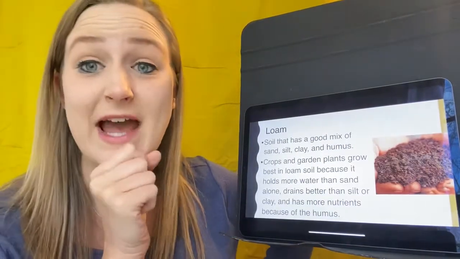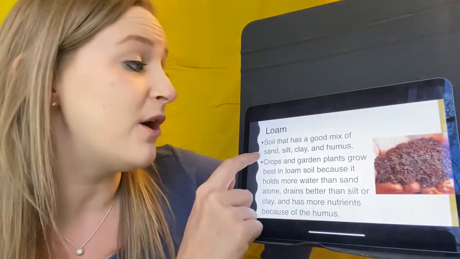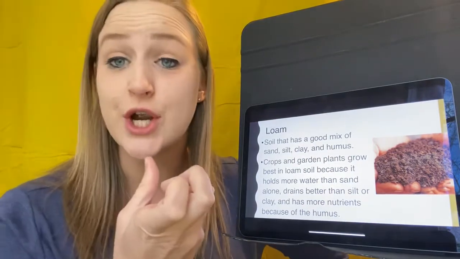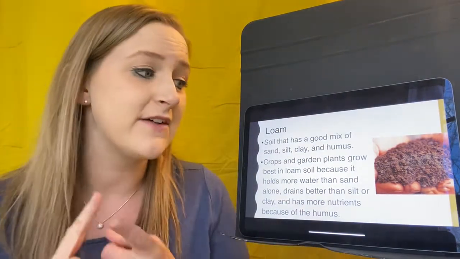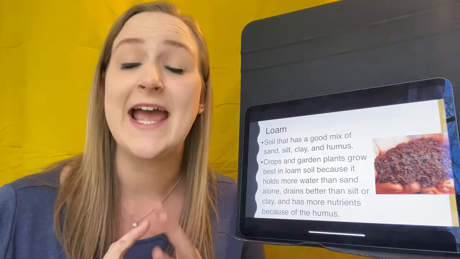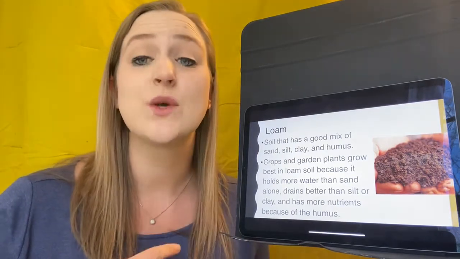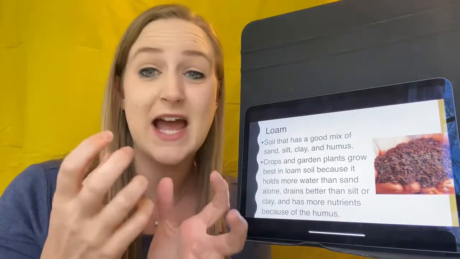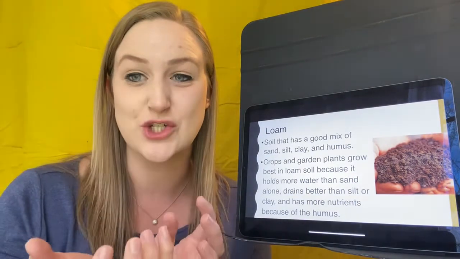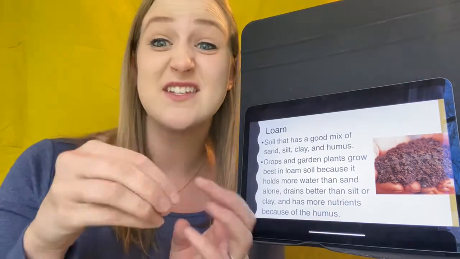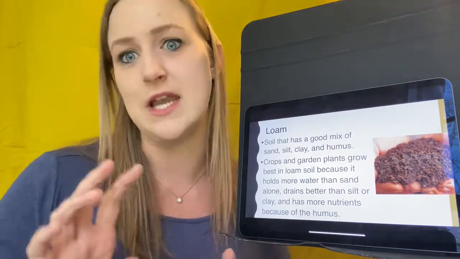The next kind we have is loam. Now, loam is actually a mixture of the other types of soils we just talked about. It's a good mix of sand, silt, clay, and humus. So what that means is it's all these different types of soil mixed together in a big mixture, kind of like Chex Mix. You have lots of different mixes of like maybe pretzels and M&Ms.